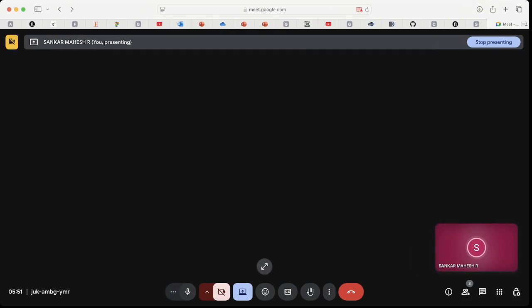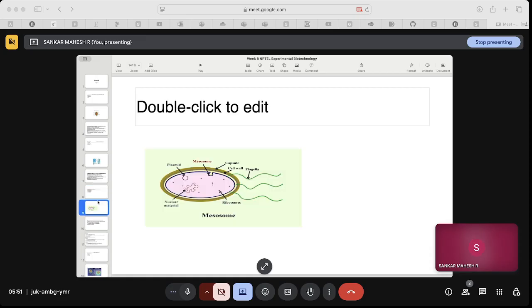So from within your cell you have these invaginations, like how you form liposomes, or in any of the endocytosis processes and so on.